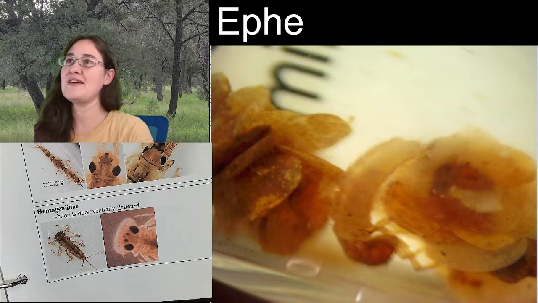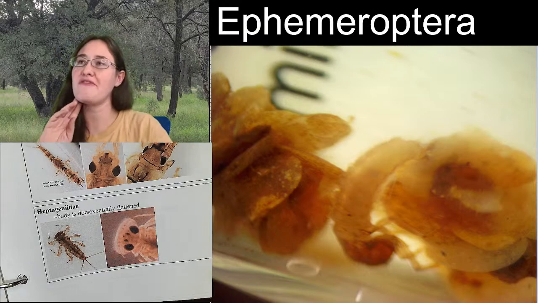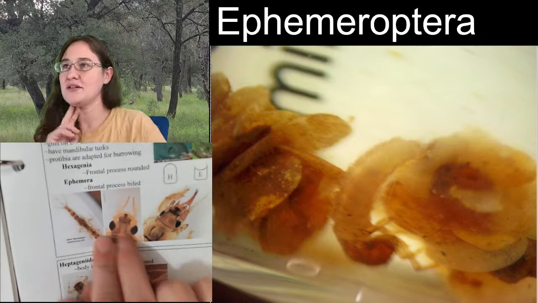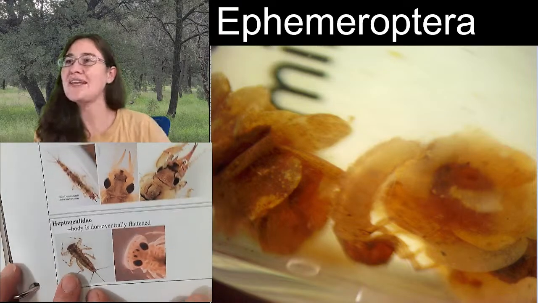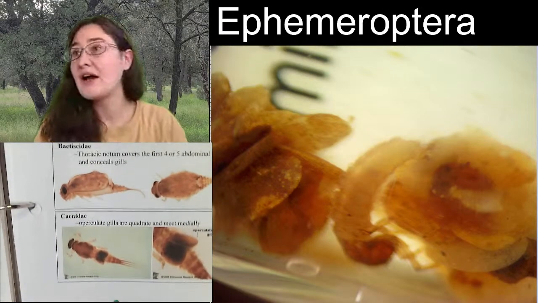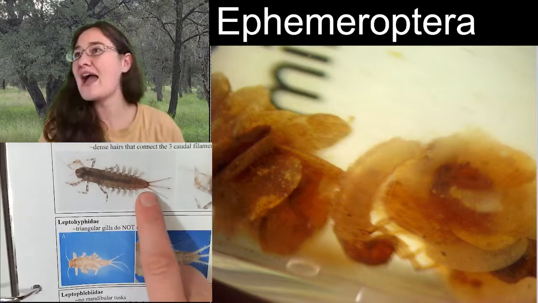The E stands for Ephemeroptera, and those are right here, our mayflies. Any of these insects with 3 tails. Not Jacques. Jacques is not a mayfly. Like this guy, 3 tails.